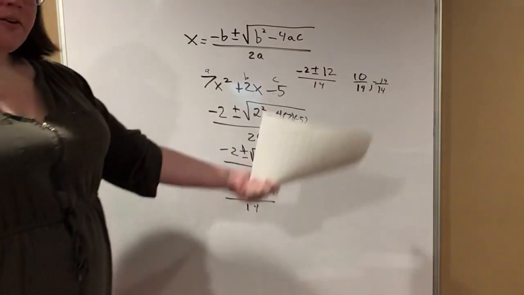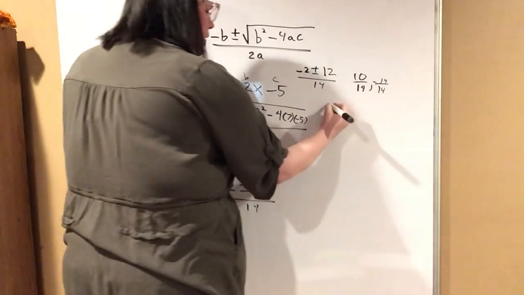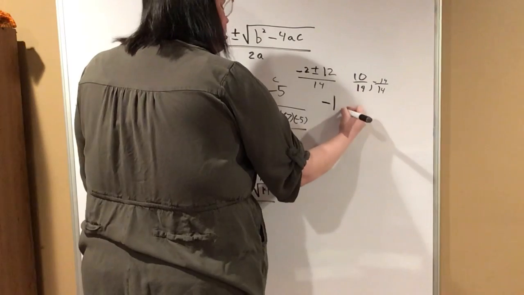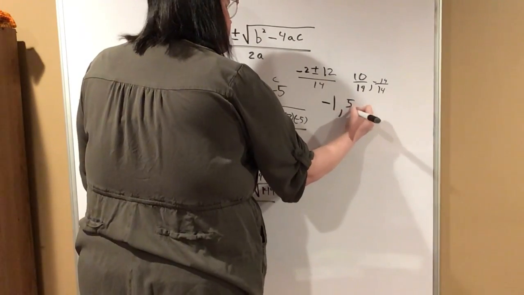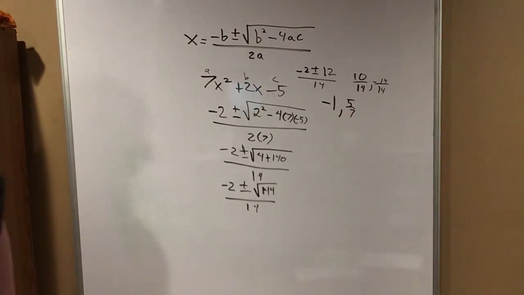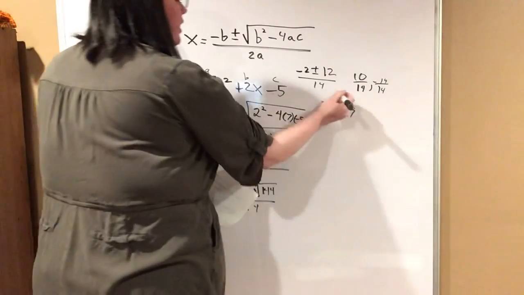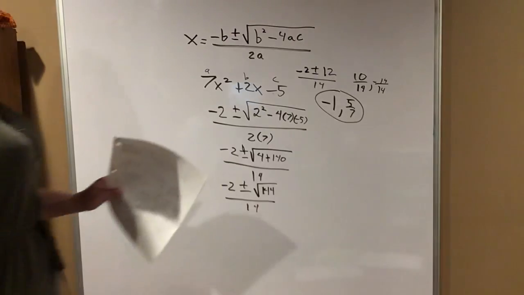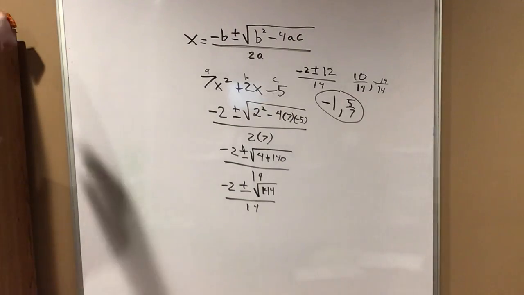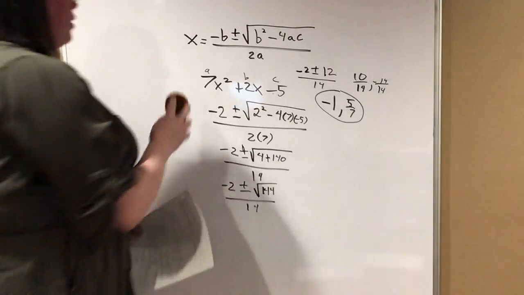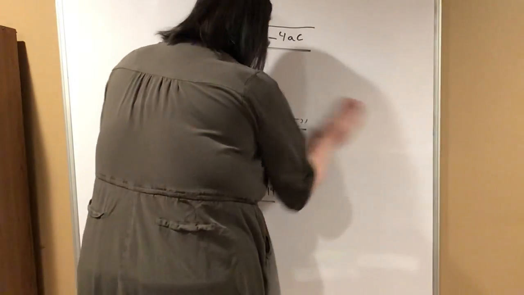Now let's just simplify those fractions, and we get one of our answers is negative 1, and the other is 5 over 7. And we just use the quadratic formula to find our answers. I like the quadratic formula. It's probably my favorite formula. So let's use it again.